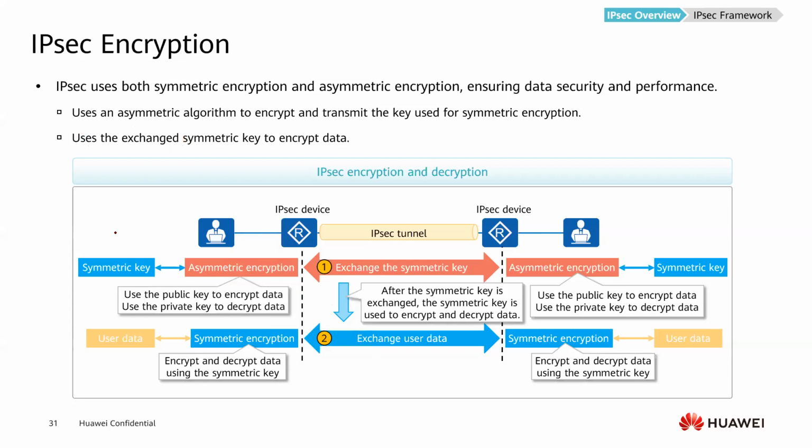So it's like this. First, use the asymmetric key to forward the symmetric key. This symmetric key later will be used to do the symmetric encryption, to encrypt and decrypt the packet. Okay, right? Simple idea.